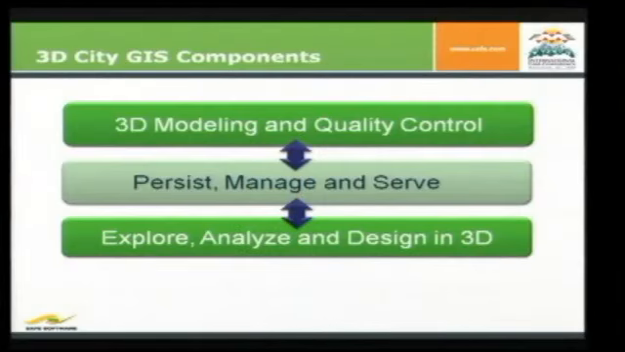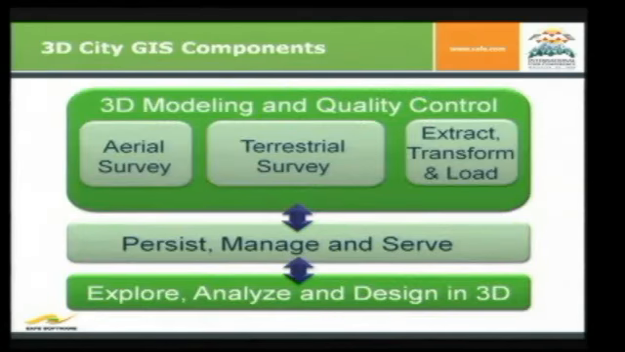There's really three building blocks for the 3D City GIS. There's the 3D modeling and quality control. There's the persistency management and serving of the data, and the exploration, analyzing, and designing in 3D, basically. So we're going to explore each box. In the 3D modeling and quality control, a lot of the aerial survey platform are built on top of MicroStation already and other products. A lot of surveys are done on the field, and also a lot of data already exists. So we want to transform it and load it into other systems, and that's where FME comes into play.